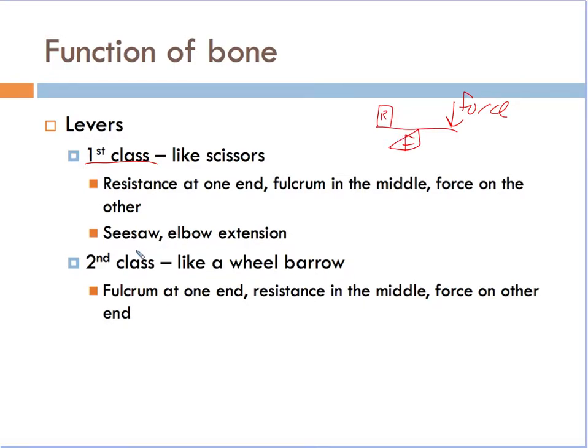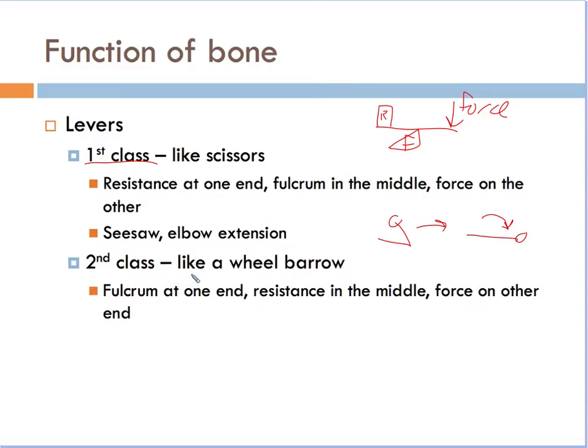Seesaw or teeter-totter is an example. Your elbow works as a very good one of these. Your elbow extension: when you extend your elbow out, so you go from this position to this position, you went this way, you extended your elbow. And we'll look at some more of these too.